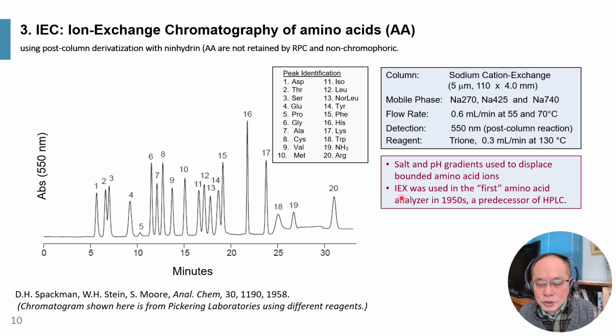Ion exchange chromatography was used in the first developed amino acid analysis in the 1950s, which actually predates, or is the predecessor of, modern HPLC.